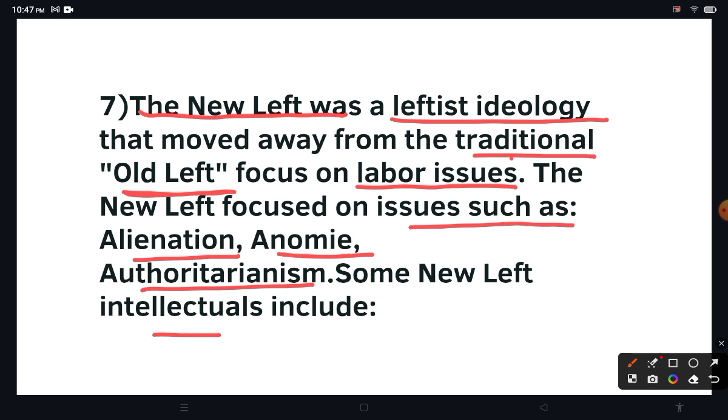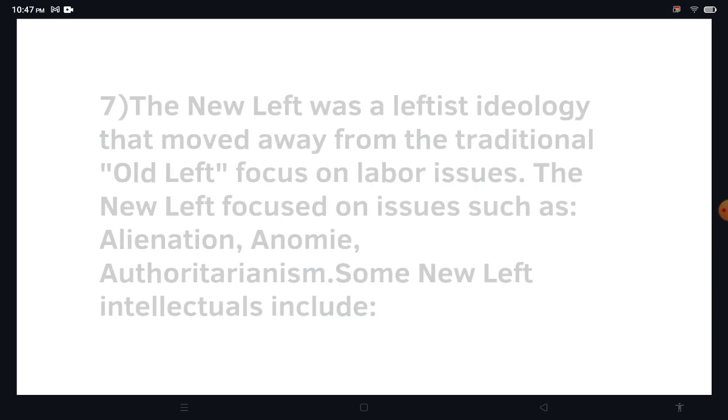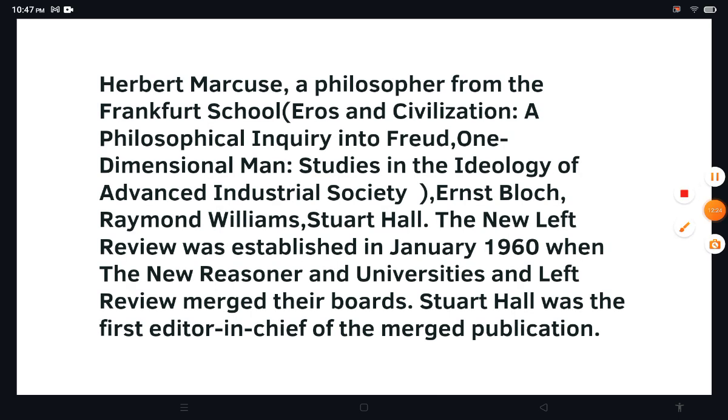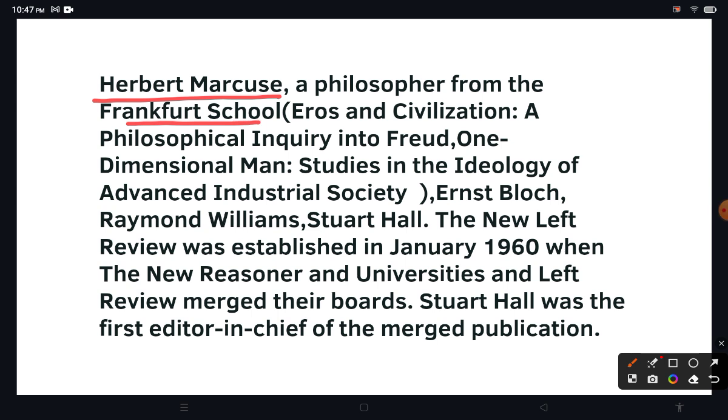Some New Left intellectuals include, which are they? Please make a point. First is Herbert Marcuse, a philosopher from the Frankfurt School. So as I already told you, some members from the Frankfurt School are also associated with the New Left.